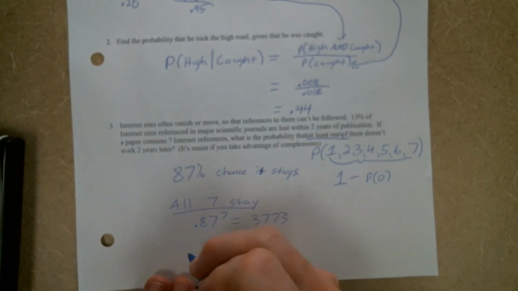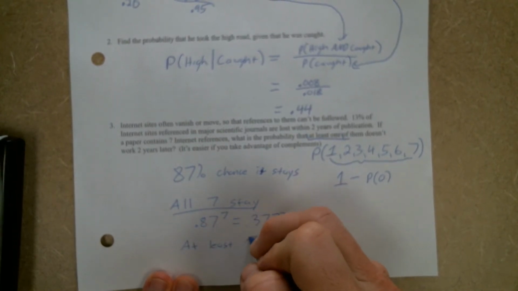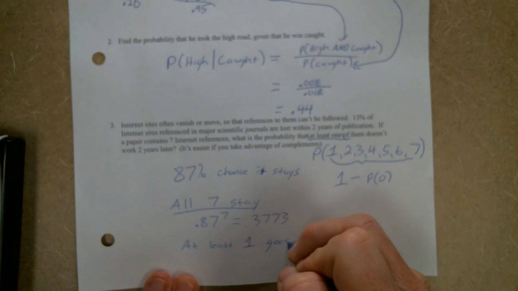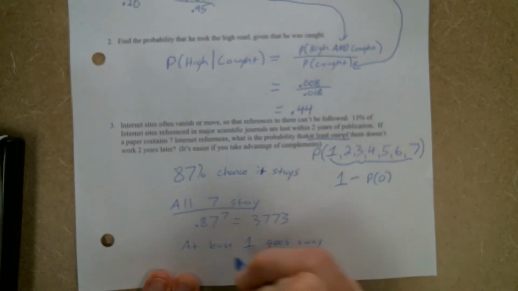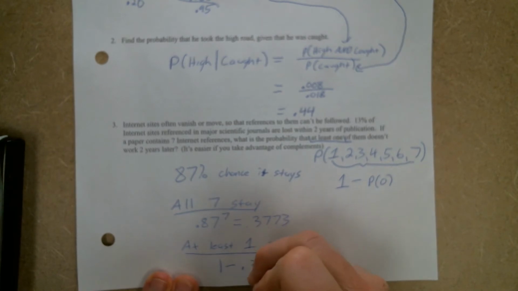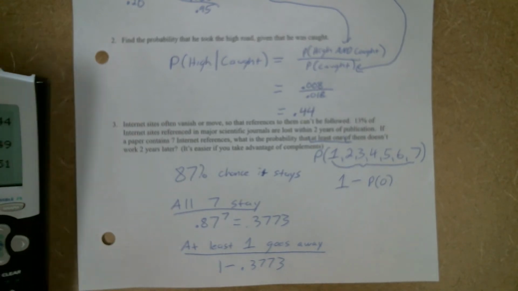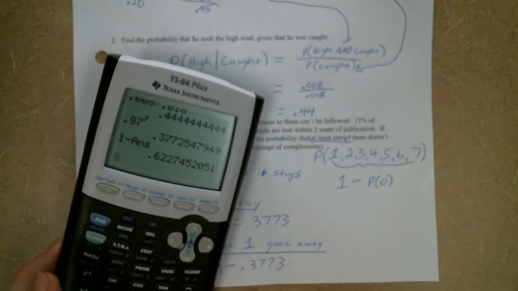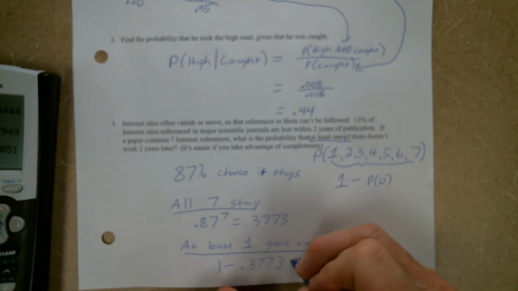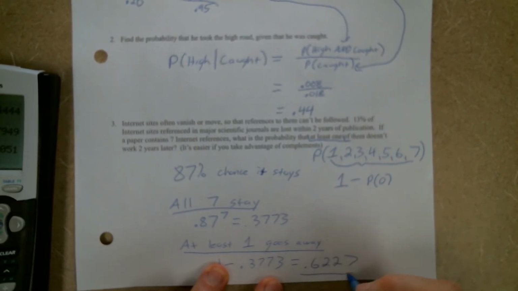So the odds that at least 1 goes away is 1 minus this 0.3773, which works out to be 0.6227. That would be my final answer there.